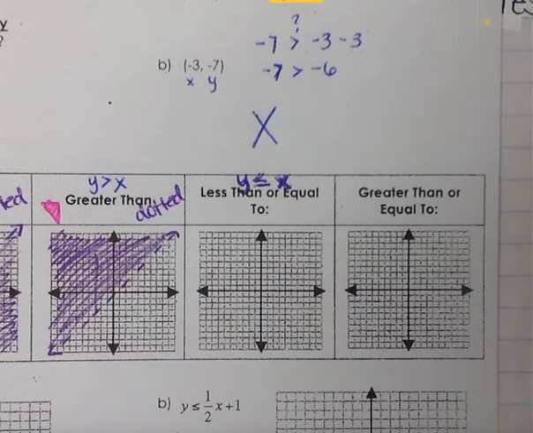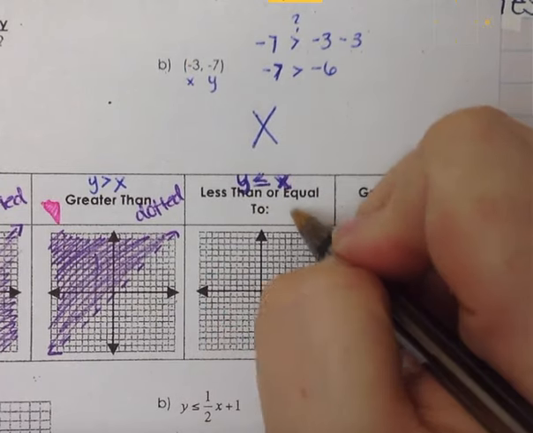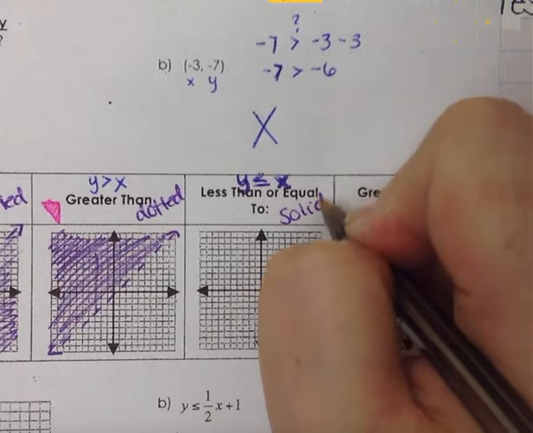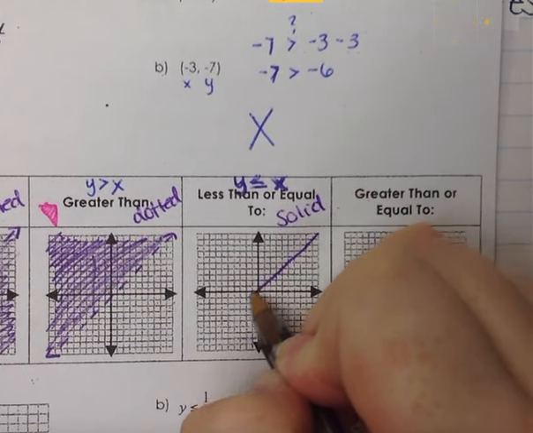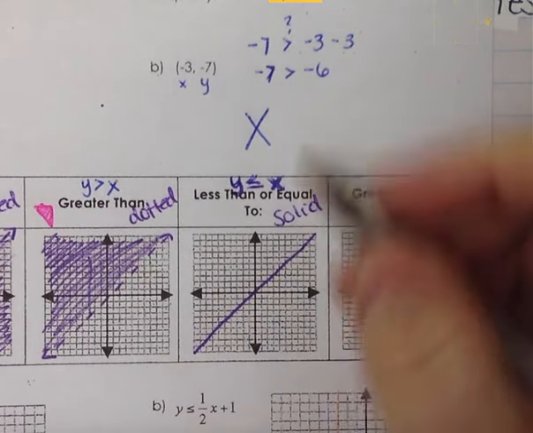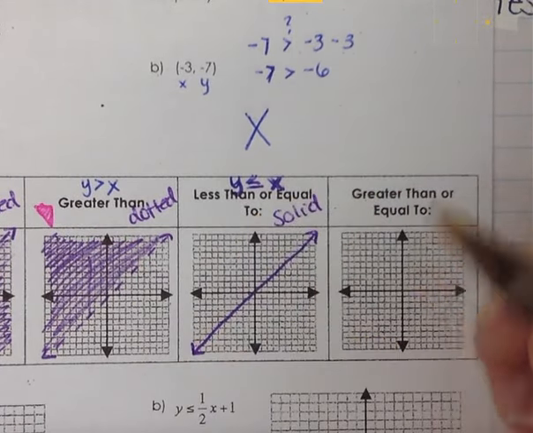This is a solid line, because it has a solid part to the inequality, this will be solid. So in this case, the line would be just like if I were to graph y equals x. Just the basic y equals x. The only difference is now I have to still shade.